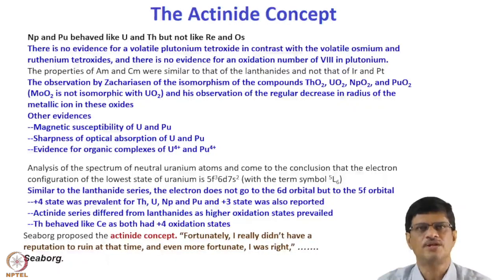Now, the +4 state was prevalent for thorium, uranium, neptunium and plutonium, the last three under reducing conditions, and the +3 state was also reported for uranium, neptunium and plutonium under suitable reducing conditions. The actinide series differed from the lanthanides as the higher oxidation states prevailed in the case of the lighter actinides, and thorium behaved like cerium, as both have the +4 oxidation state.